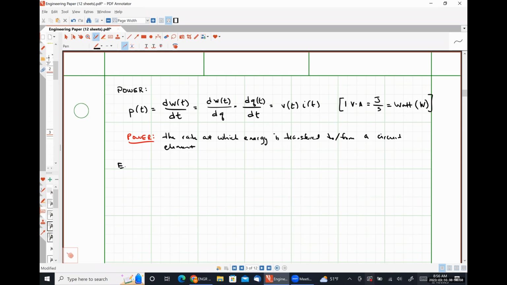And now we're going to define energy in terms of power, because everybody loves cyclical reasoning. Okay. So energy, W, is going to be the integral of the power from some point in time T1 to some other point in time T2.